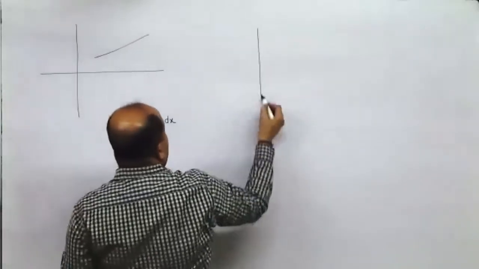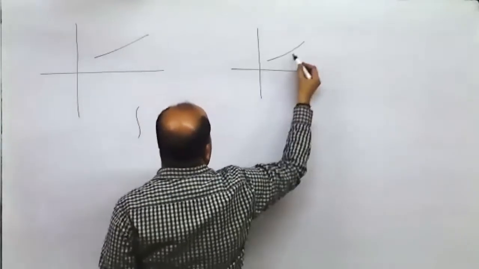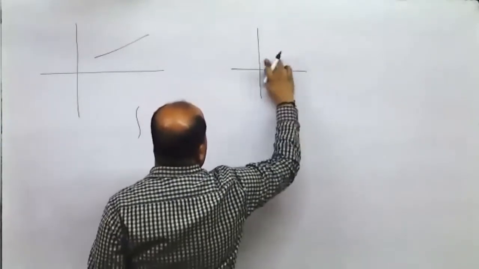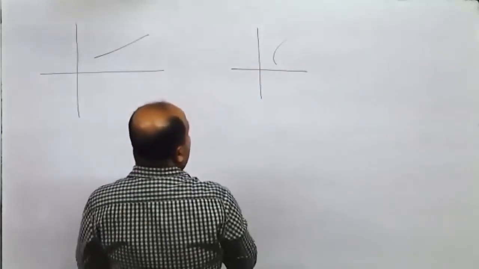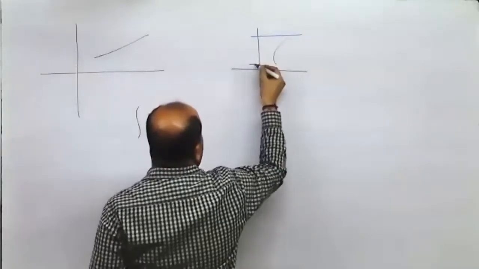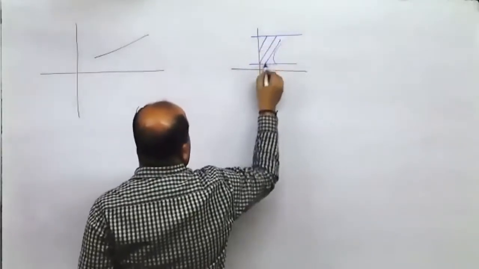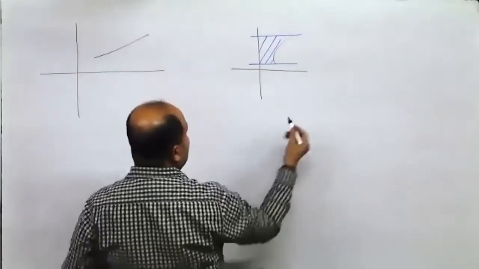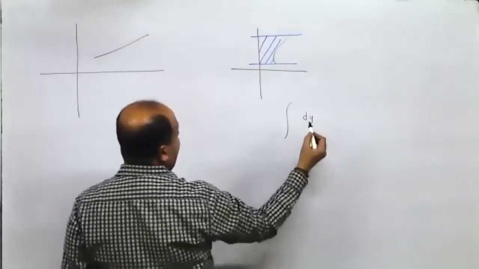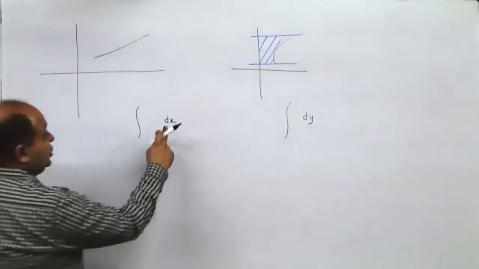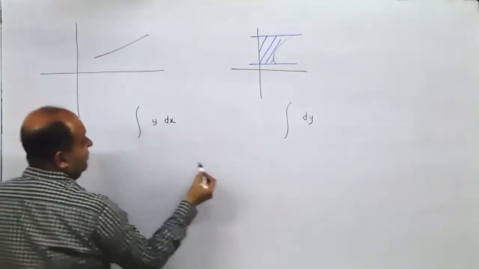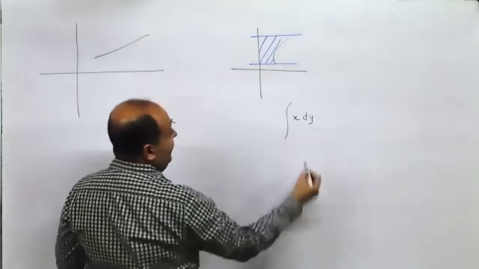So I told you here, if you need to find the area between this curve and the y-axis, then you will integrate with respect to y. Now, if it is dx over here, take y dx. If it is dy over here, take x dy.